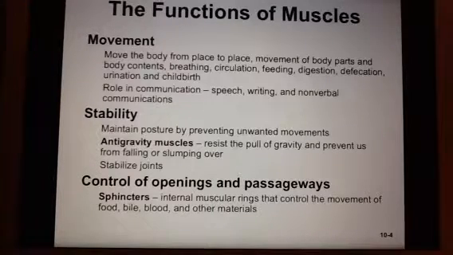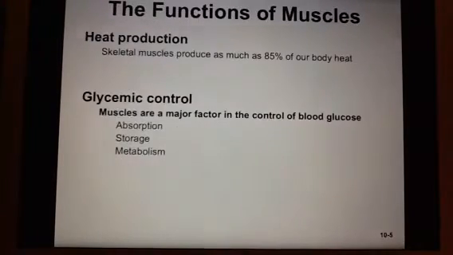Muscles also maintain our stability by maintaining our posture and preventing any unwanted movements, and they stabilize our joints. The third one, and I think this might possibly be one of the most important functions, is they control the openings and passageways within our body. So you're going to see the word sphincter here if you haven't before. Those are internal muscular rings that control the movement of food, bile, blood, and other materials. We have them throughout the digestive system and other places throughout the body as well.